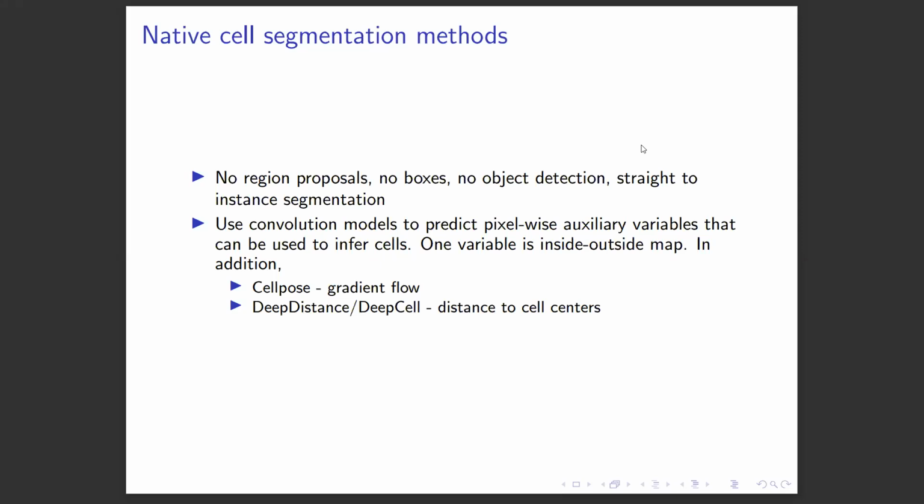And so when deep learning came along, they used convolutional models to predict pixel-wise auxiliary variables that can be used to make inference about cell masks. One thing that every method predicts is whether each pixel is inside or outside the cell. Then different methods differ in how they augment that space. Cellpose augments with gradient flow, and DeepCell augments with distance to the cell center. With either one of those, you can guess where the cells are.